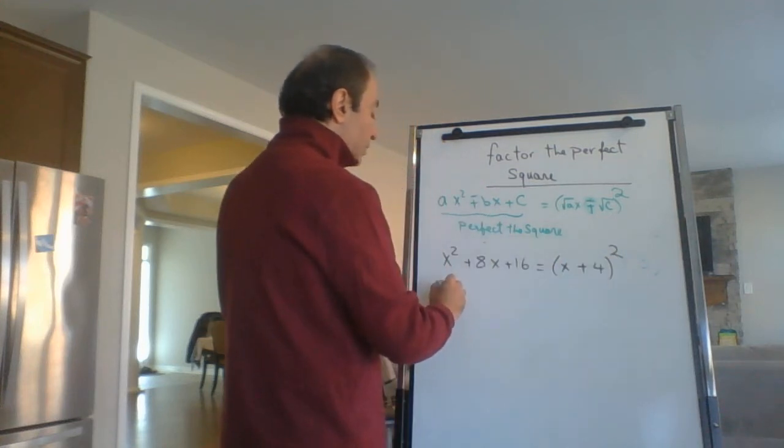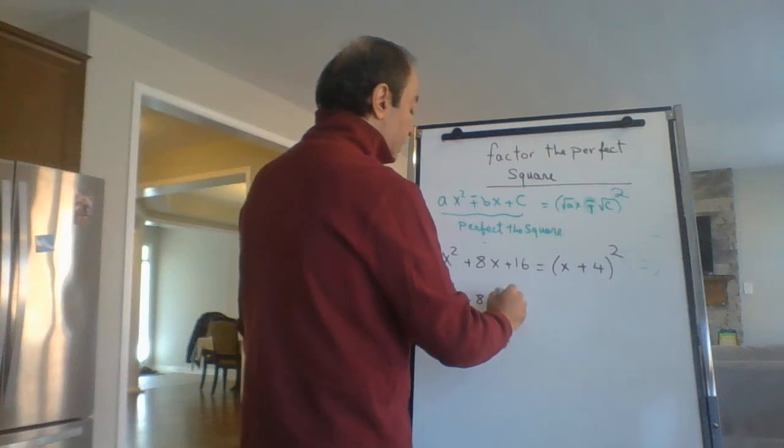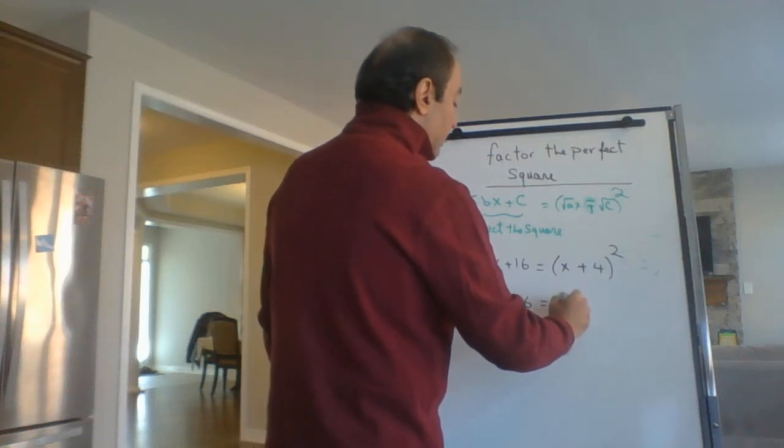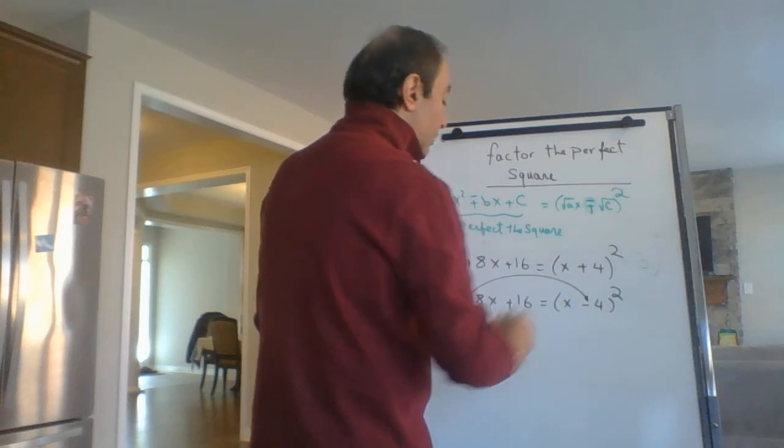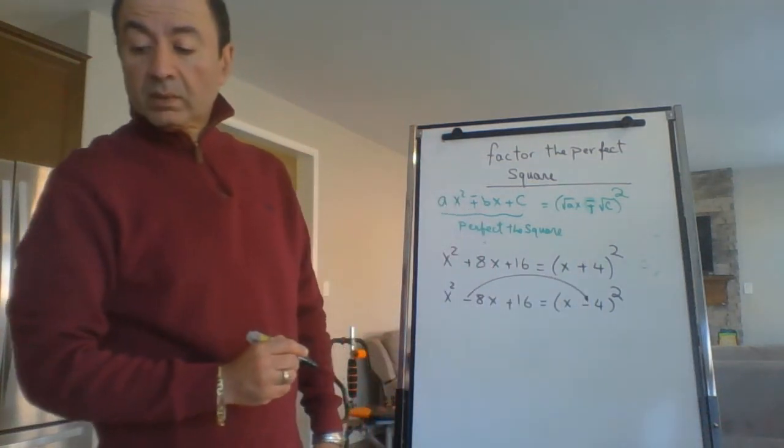What if it is x squared minus 8x plus 16? Everything will be the same except the sign of the middle will go here, so it will be negative. Okay.